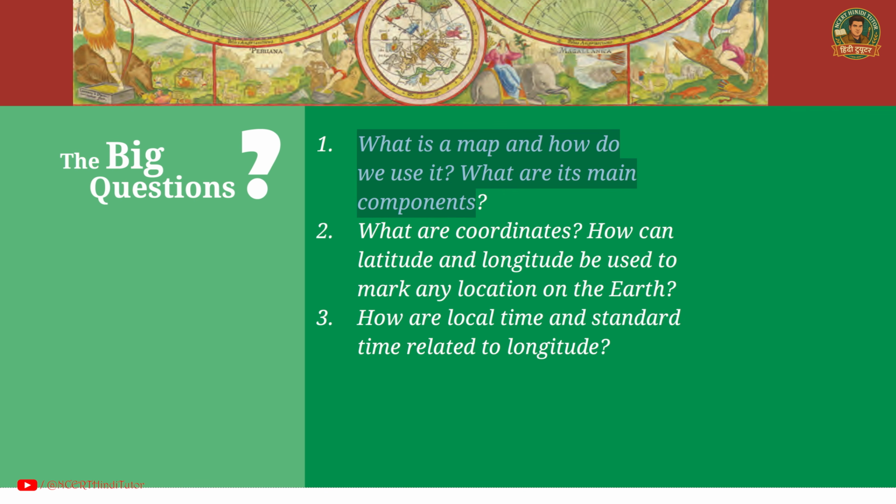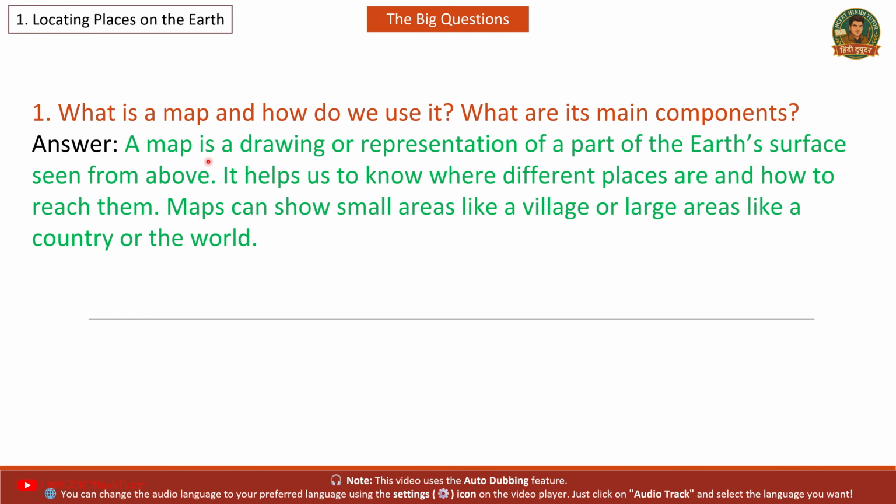What are its main components? Answer, a map is a drawing or representation of a part of the Earth's surface seen from above. It helps us to know where different places are and how to reach them. Maps can show small areas like a village or large areas like a country or the world.